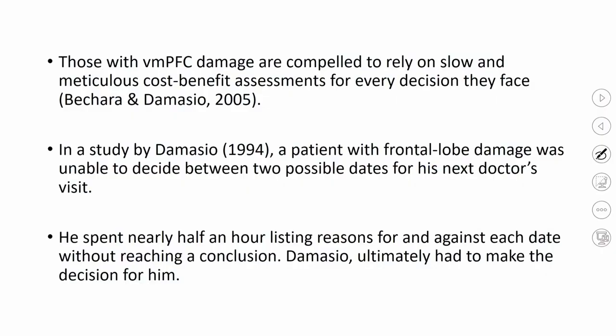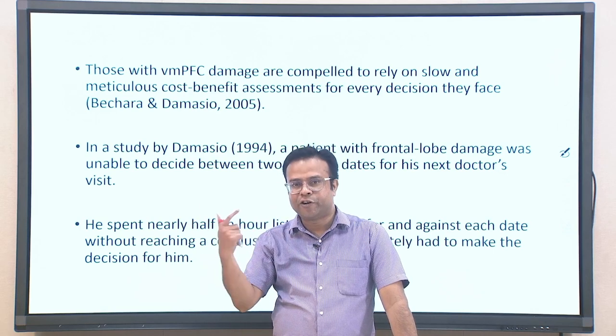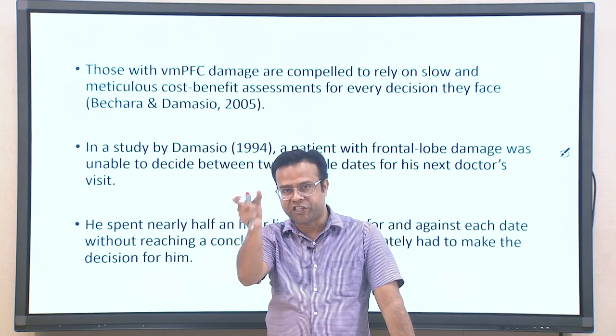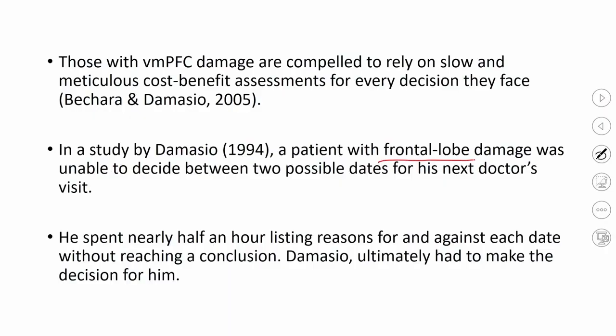So, those with damage to this ventromedial prefrontal cortex are compelled to rely on slow and meticulous cost benefit analysis. For every decision they will do a lot of this cost benefit analysis, which may take a lot of time because they are not able to use their emotion to guide their decisions. Damasio in 1994 did a study on one such patient, where there was damage to the ventromedial frontal lobe.